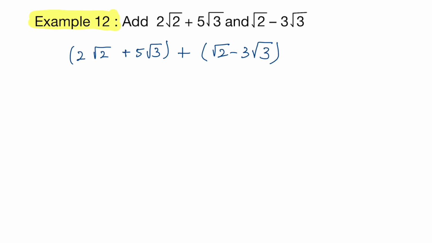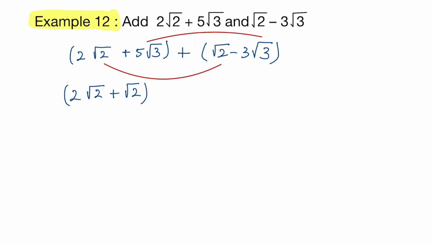Okay, now let us first group the similar terms here. Now root 2 and root 2 are similar terms, and 5 root 3 and 3 root 3 are similar terms. So you are going to group them together. So 2 root 2 plus root 2, this is one group, and the second thing is 5 root 3 minus 3 root 3, this is the second group. So we have separated this into similar groups. Okay, we have segregated them. Now what you are going to do is that you are going to add this.